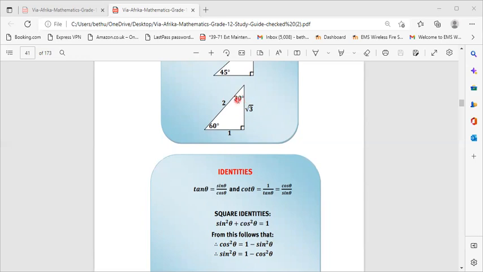And then your third special triangle has a reference angle of 30 degrees. Now its opposite side is 1. Its adjacent side is square root of 3. And its hypotenuse is 2.